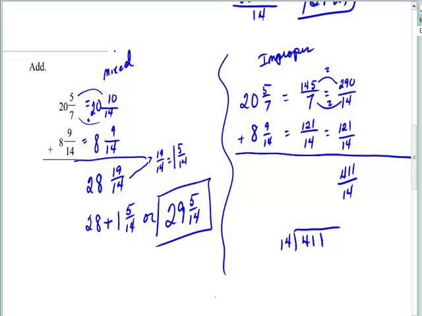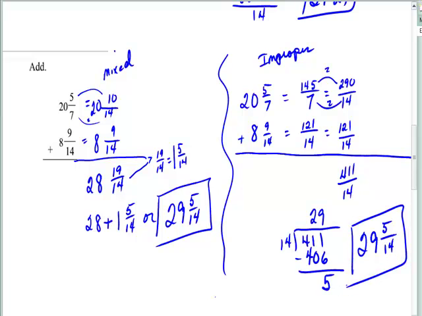I'm using my calculator off screen, and I get the whole number 29 and a decimal that I throw away, and then I multiply 14 times 29, which gives me 406. I subtract for 5, and I have 29 and 5 14ths. So yay, same answer. It's your choice.